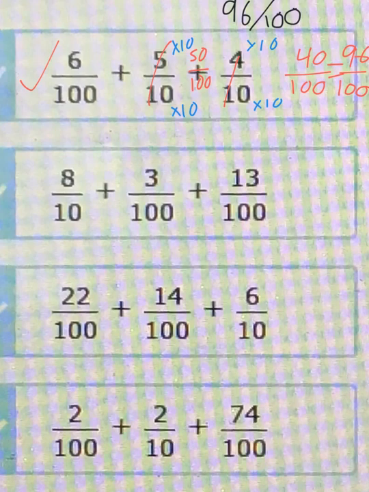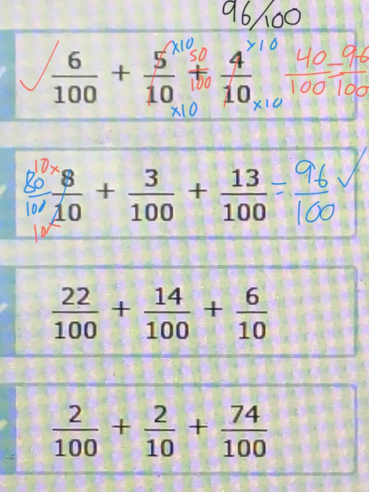Next one, let's multiply this guy by 10. Times 10, times 10. 8 times 10 is obviously 80. 10 times 10, 100. So now just adding 8 all over 100. 80 plus 3 is 83, plus 13 is 96. There we go. Equals 96 over 100. So that one works as well.